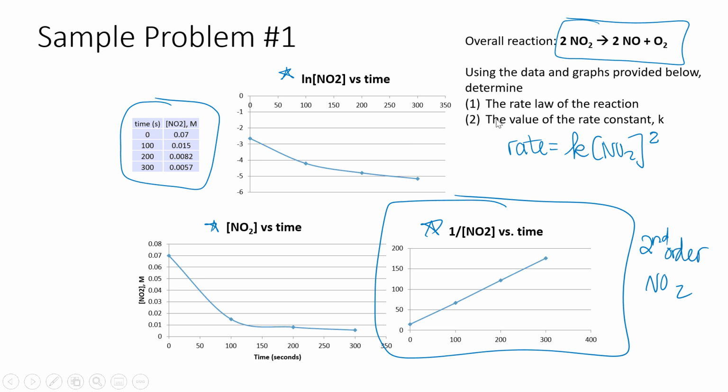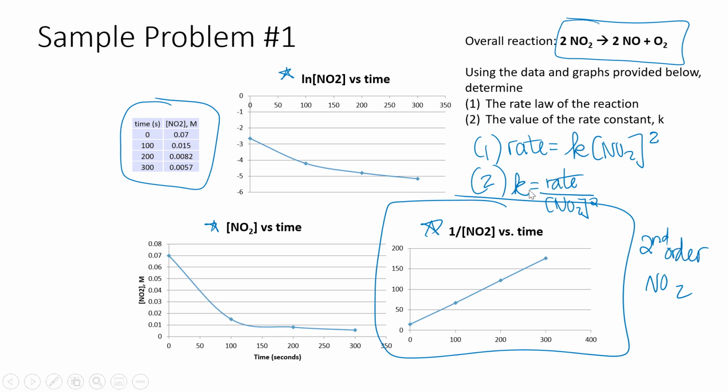All right, then we want to find the value of the rate constant. So this is answer number 1: what's the rate law? Number 2 says find the value of the rate constant. We may have done problems before where we just rearranged and said k equals rate over [NO2] squared. That's a great way to solve for k if we know the rate. But if you look at our data, we don't have any rate data. We just have concentration versus time. We could find an average rate, but that wouldn't be what we need here.